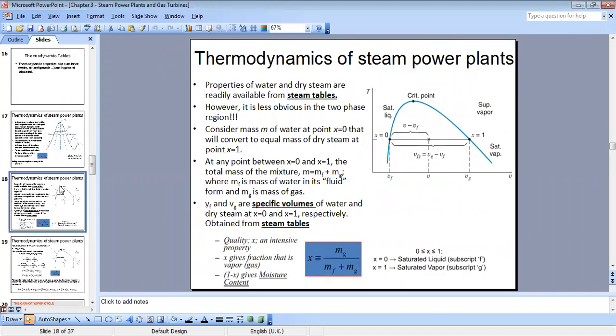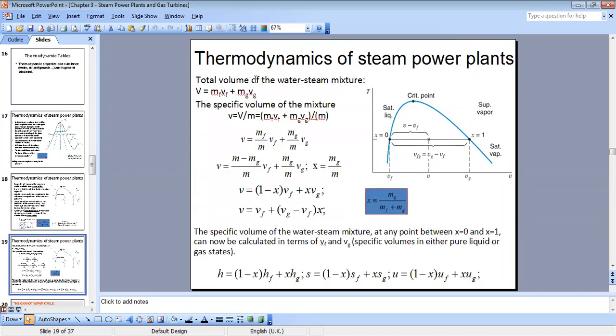Now here, we can see that this property X is very important because if we know X, it will allow us to know all properties of the mixture, and we will see how. So, for example, let us say that I give you X. We will see how X can help us in finding the qualities, the properties at a certain point. So consider that you have a mixture of a fluid and gas, so water and vapor, okay?